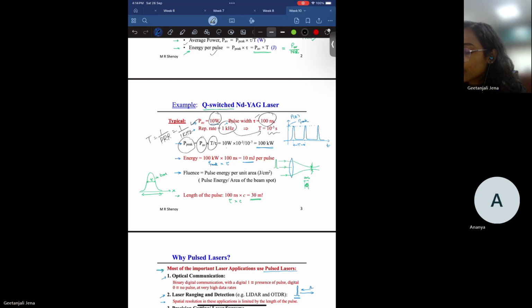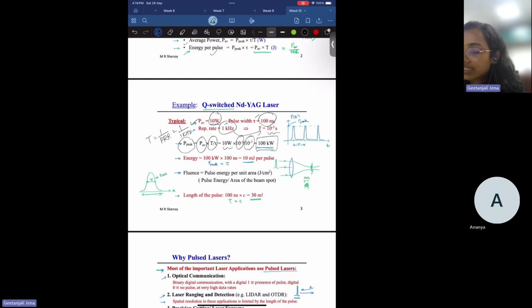So P average is 10 watt, and capital T is 10 to the minus 3 second, and small tau is given as 100 nanosecond, that is 10 to the minus 7 second. So here you can see the peak power is 100 kilowatt. So although the P average is small, the peak power is 100 kilowatt.